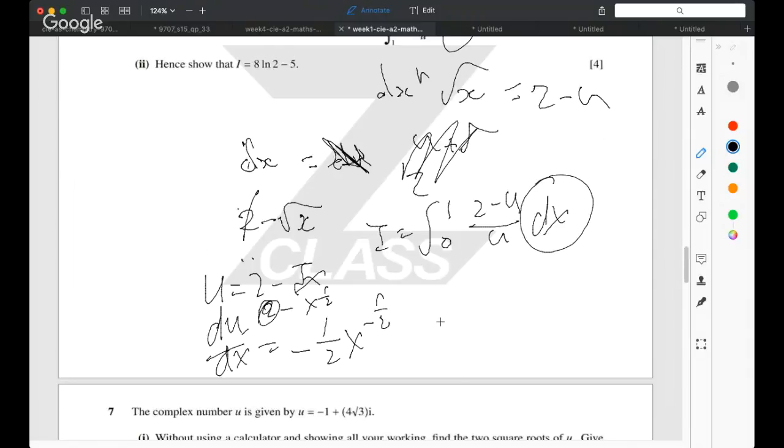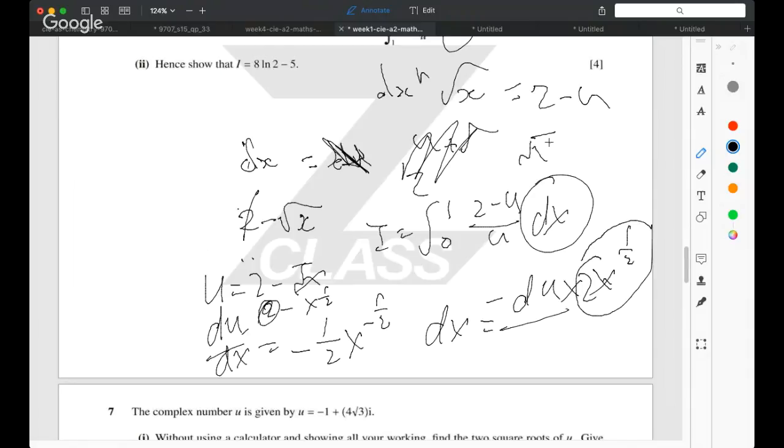Right. So what is dx? dx will be equal to du divided by this thing, right? Which is the inverse, times minus 2, and then times x to the power of half. So this is dx. Now, you already worked out that root x is equal to 2 minus u. So this one is just equal to 2 minus u. Okay. So dx is equal to minus du times 2 times (2 minus u).